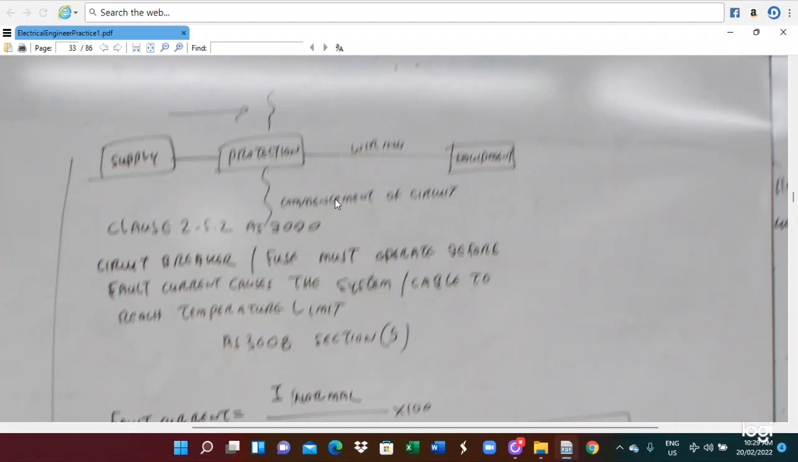So this is the commencement of the circuit. From this circuit, the final circuit, the protection equipment is the commencement of the circuit. So for these protection equipment, we have to utilize clause 2/5/2 of the ES3000.